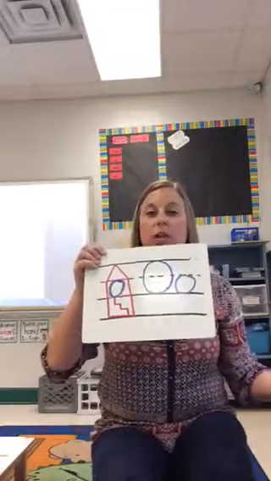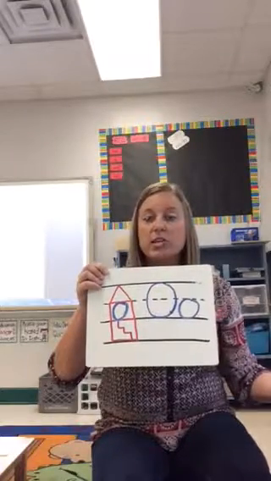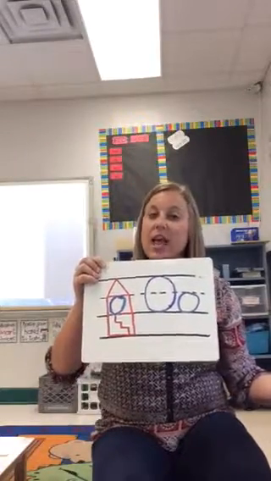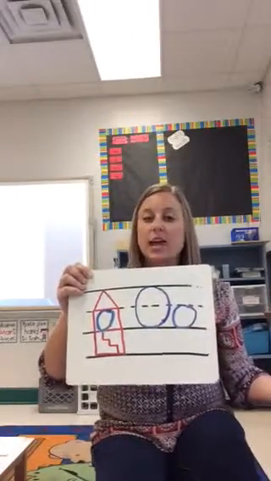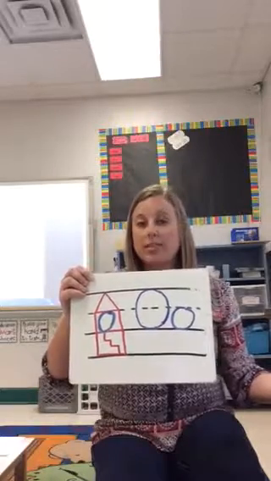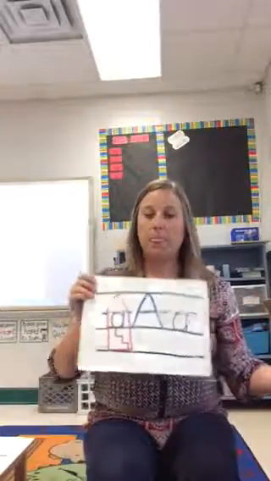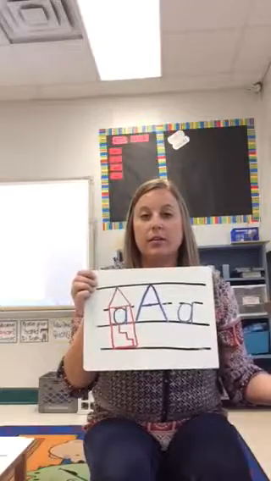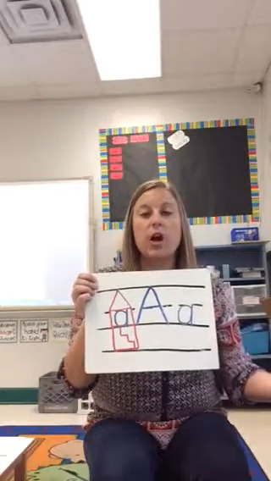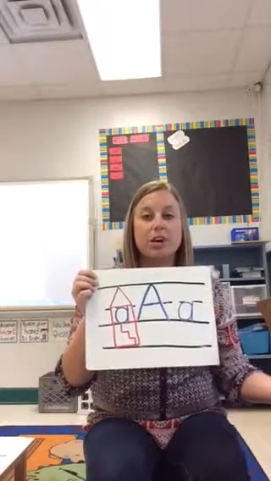The O, you start out like a C and then you just finish it all the way around to connect it, and it's got to touch the ceiling and the floor. The lowercase o, you do it just like a lowercase c. You make your lowercase c, let it sit on the floor, and then connect it. Your A, capital A, you start at the ceiling. You go diagonal toward the house, diagonal the other way, and you cross it at the dotted line.